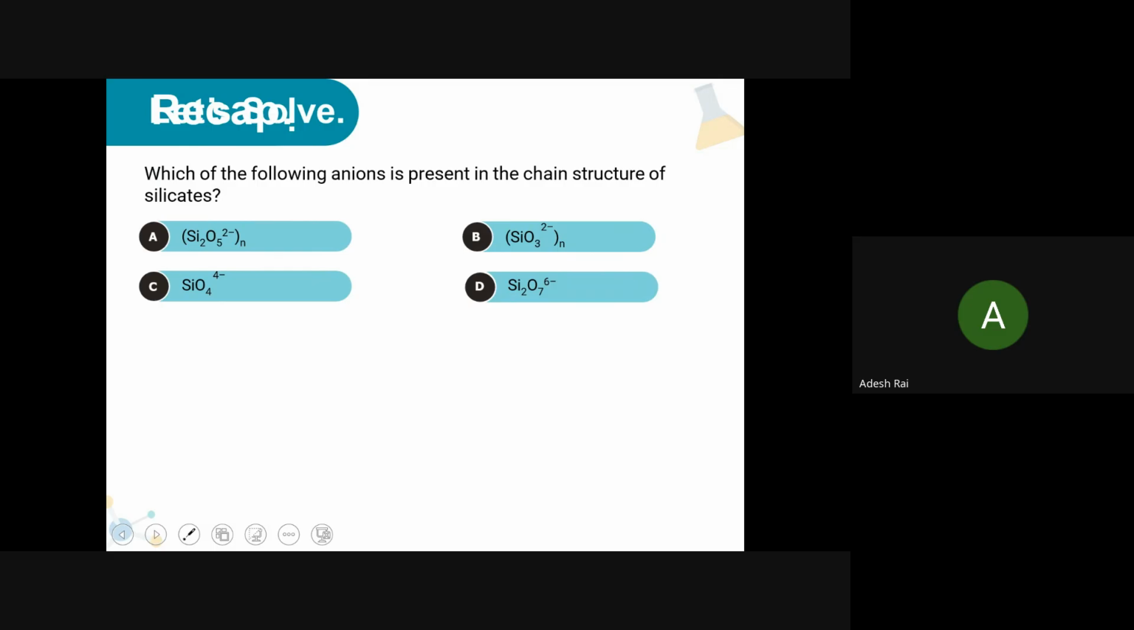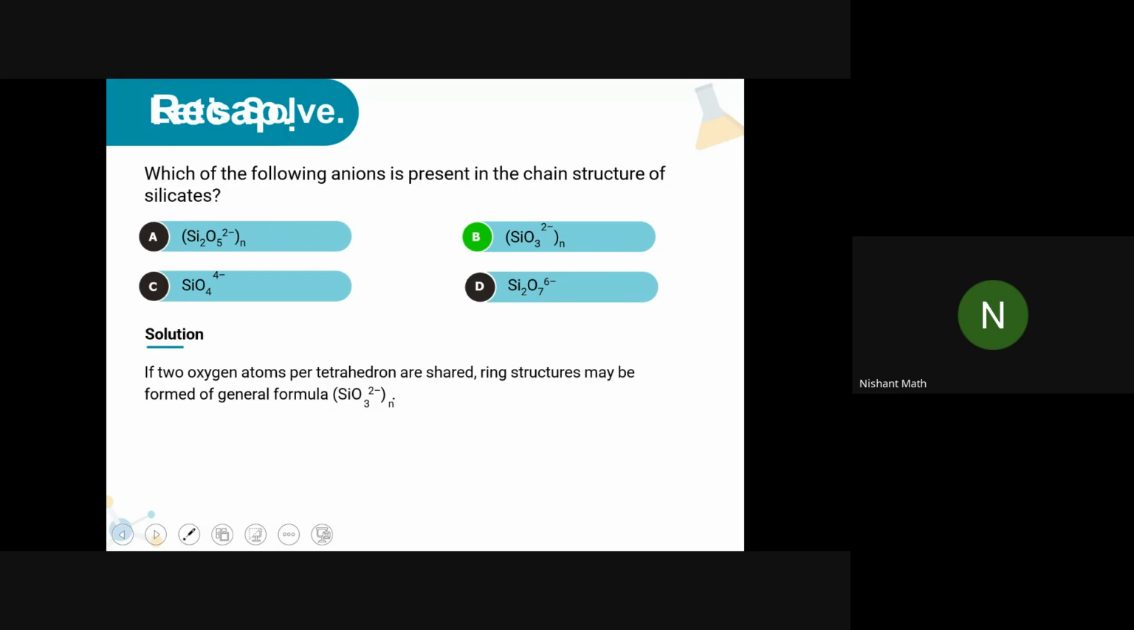Now what remains is A and B. Chain also has the same formula, no? SiO3 2-. Yes, chain and cyclic have the same SiO3 2- only. Okay, so option B is locked. Yes or no? Someone said A as well, right? A is not for chain. At that time only we said that chain and cyclic have the same basic unit, SiO3 2-. We should revise once.